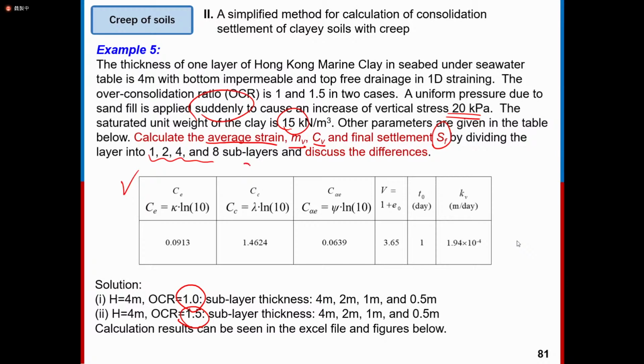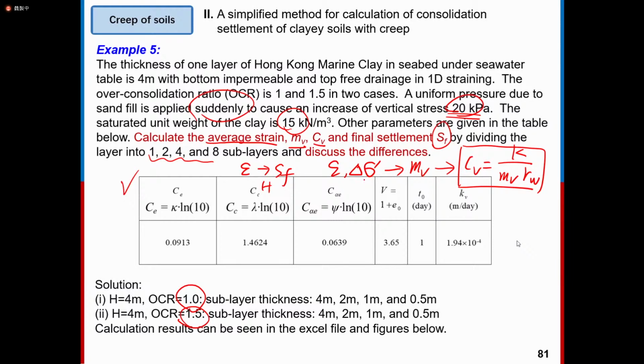Okay, if we know the average strain, we can get the SF, right? Because we know the thickness. And with the deformation or the strain value, we also know the effective stress change. We can back calculate the MV value, right? With the MV value, we know the CV is equal to K MV gamma W, right? So from MV, we get CV. So this is the logic for this question.